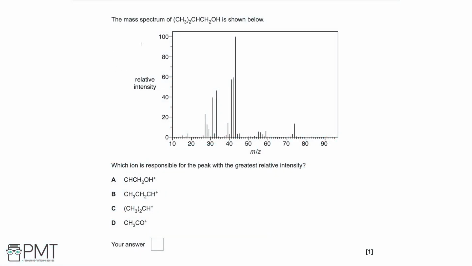In this question, we're shown the mass spectrum of this compound here. And we're asked to identify which ion is responsible for the peak with the greatest relative intensity. So let's identify that peak first. That's going to be the tallest peak, the one that has the largest y-axis value, since the y-axis is relative intensity. So this peak is at an m over z of 43.